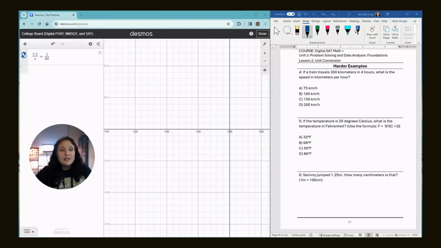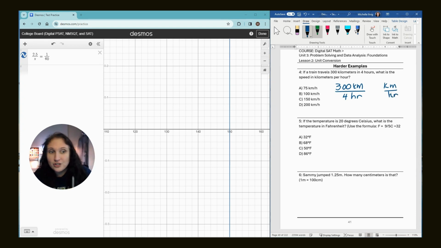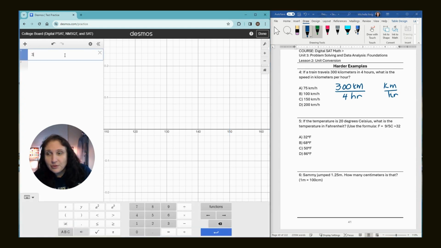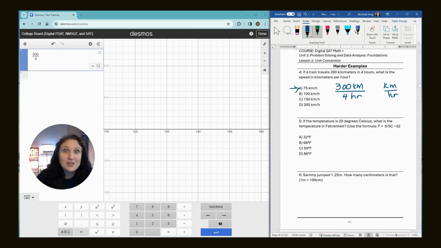All right, if a train travels 300 kilometers in 4 hours, what is the speed in kilometers per hour? Now, in this example, there's no proportion that we have to do. It's just straight simplifying. So you could do the math by hand, or you can go into Desmos and do 300 divided by 4. Boom, 75 kilometers per hour.